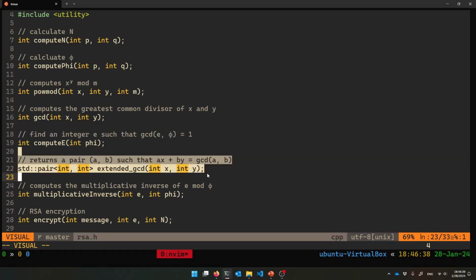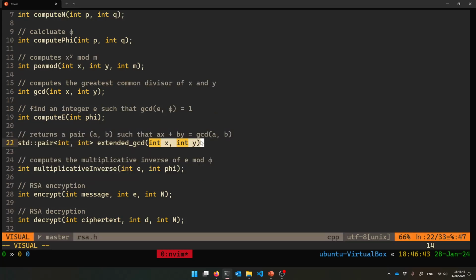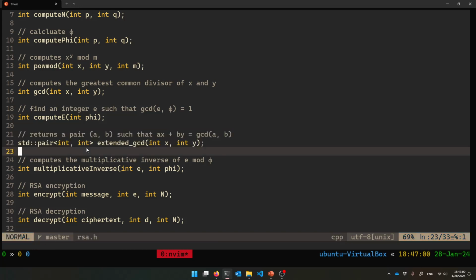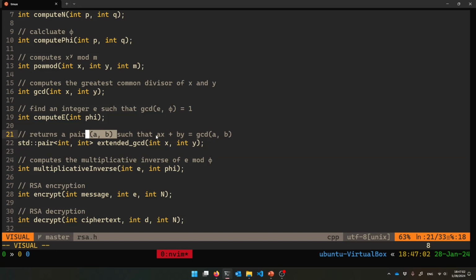Here's the extended GCD. This is the one that involves pairs. So you're going to get two numbers, and you want to do the extended Euclidean algorithm. You want to find the integer that you can multiply x by and the integer that you can multiply y by, that you can add together, your linear combination that creates the final GCD. So this will return a pair of two things, a, b, such that ax plus by equals the GCD.